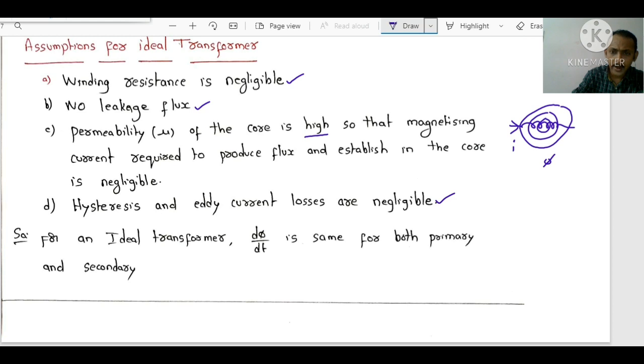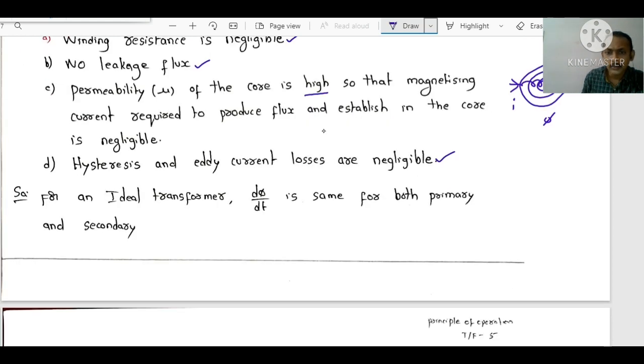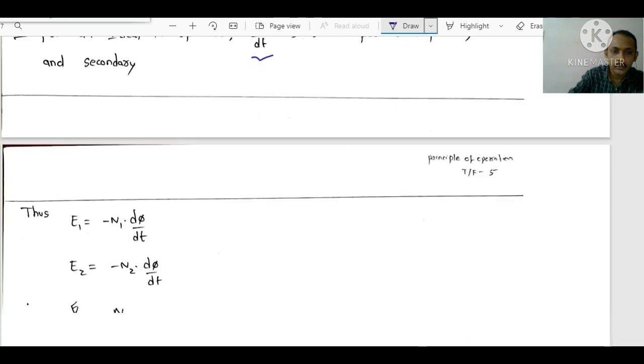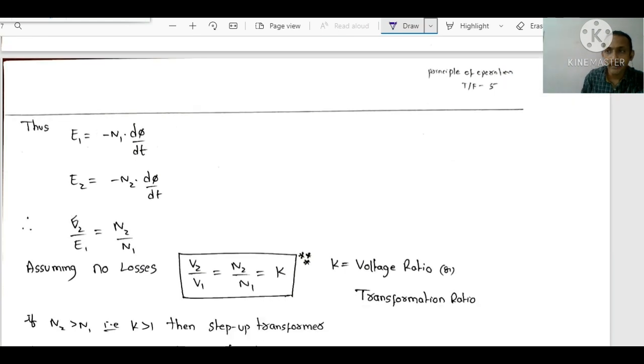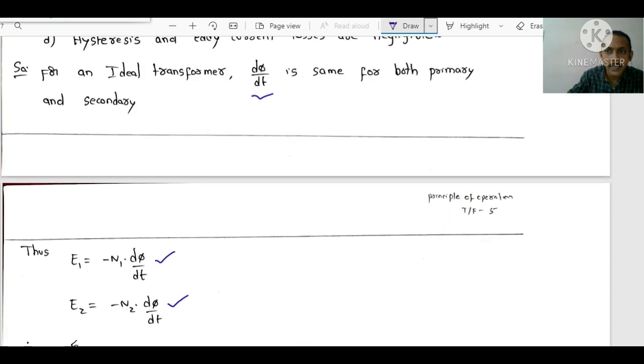Now, for an ideal transformer, the change in flux with respect to time is the same for both primary and secondary. Clear? Now let me see, dear students, how much EMF is induced in the primary. It is given by E1 equal to minus N1, the number of turns in the primary, into the rate of change of flux d phi by dt. Similarly, the EMF induced in the secondary, E2 equal to minus N2 into d phi by dt. From the assumptions, d phi by dt is the same for both the primary and secondary windings.